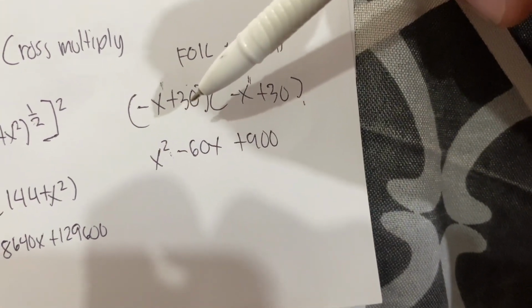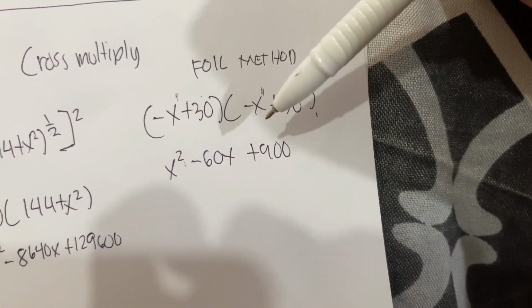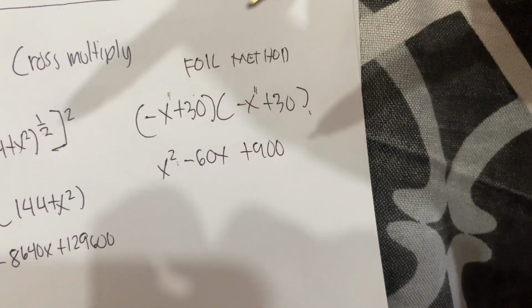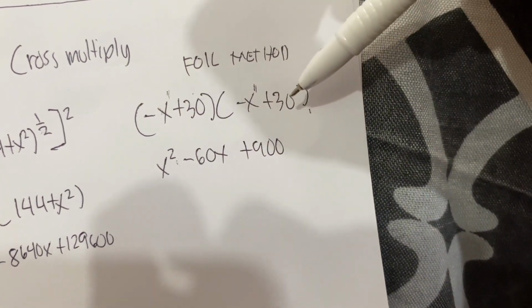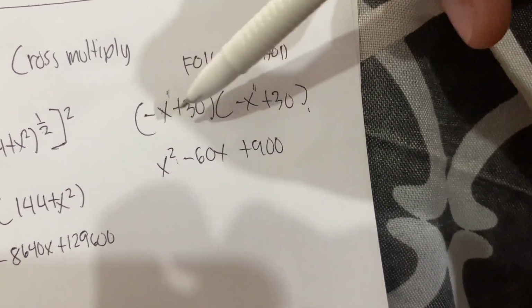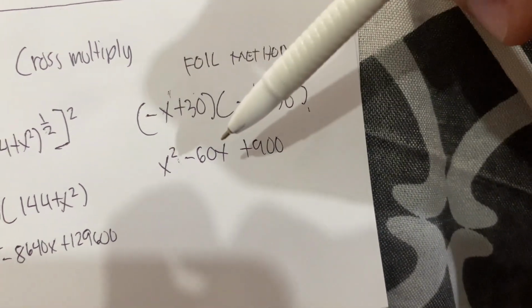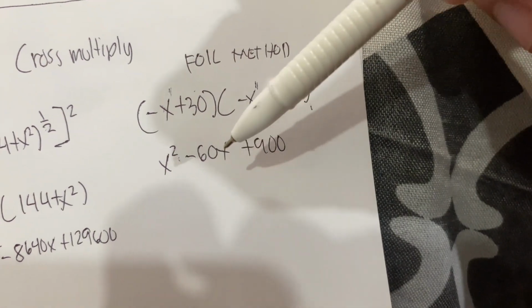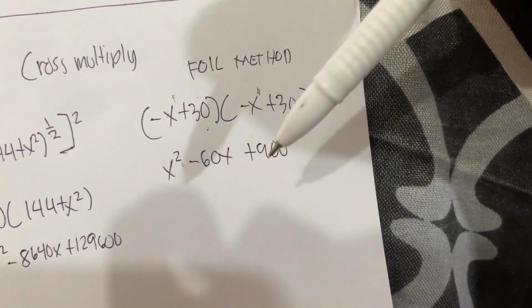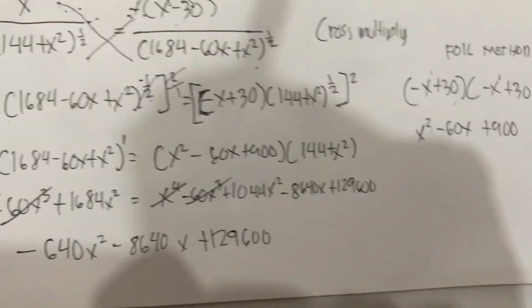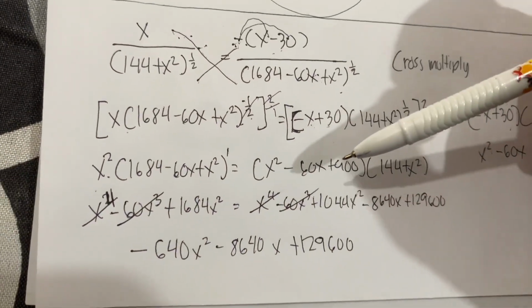And then next is 30 times negative x, and that's going to be negative 30, and then times that by 2, since the outer part is still the same as the inner, so we can just times that by 2. So we have negative 60x, and then 30 times 30 is equal to 900. So back to our equation. Now we're going to write that as is.